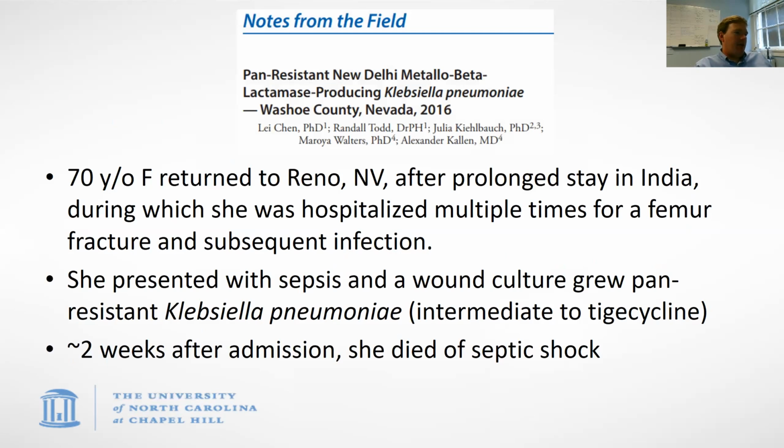The 70-year-old woman came home to Reno after a prolonged hospital stay in India, where she had broken her femur and then gotten infected and been admitted to the hospital multiple times in India. She came in really sick to a hospital in Reno, and a wound culture grew pan-resistant Klebsiella pneumoniae. It was intermediate to tigecycline, but that was really their only option. So they tried combinations of antibiotics, but unfortunately there was really nothing to be done.